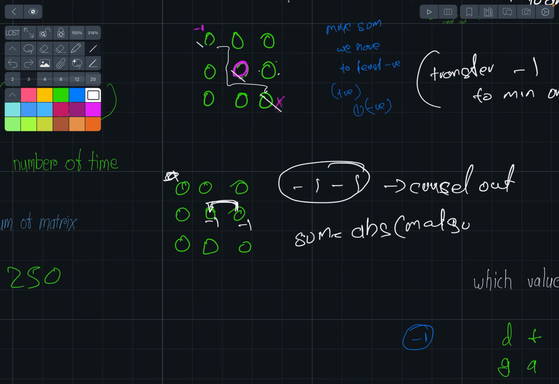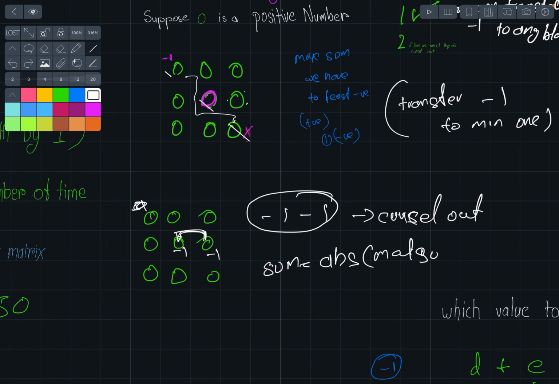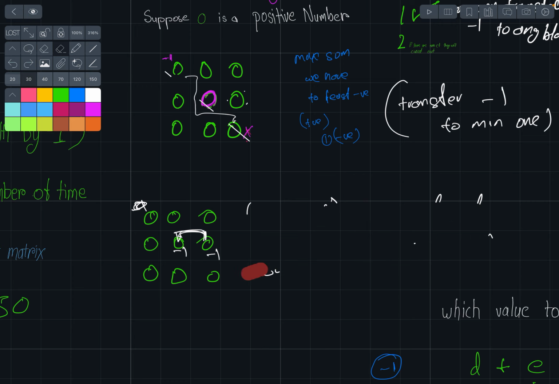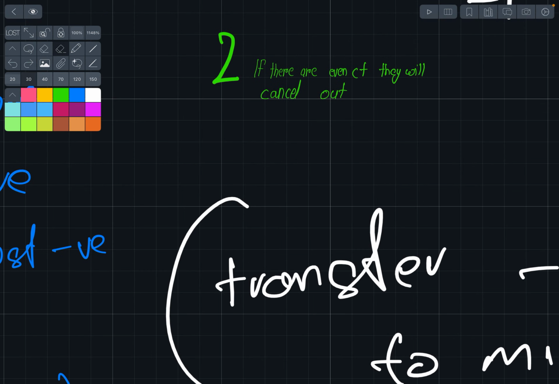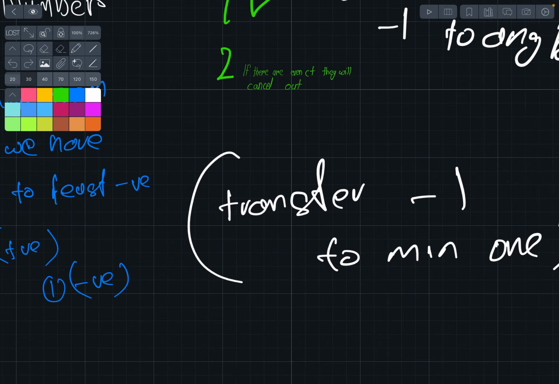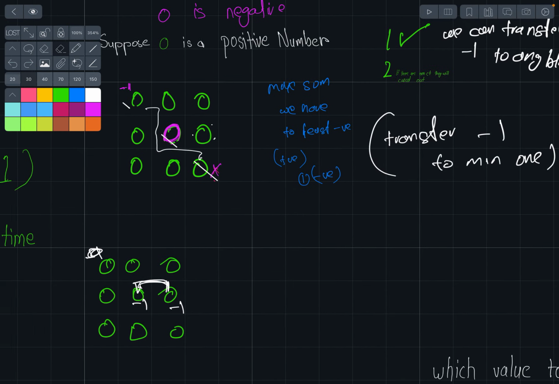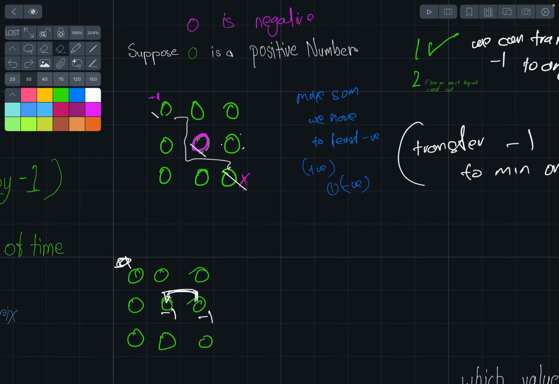Okay, absolute matrix sum. So if there is an even number of minus ones, we can get the absolute matrix sum only. If there is an even count, then they will cancel out simply. And if we have one minus one left, we will take the smallest one. What if there are three?